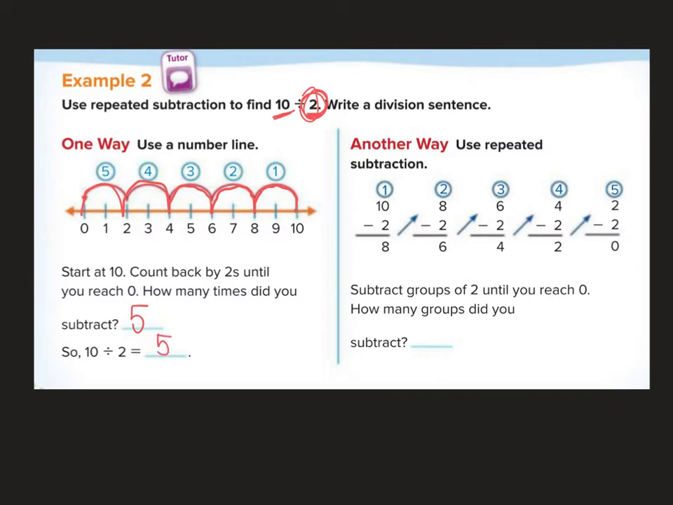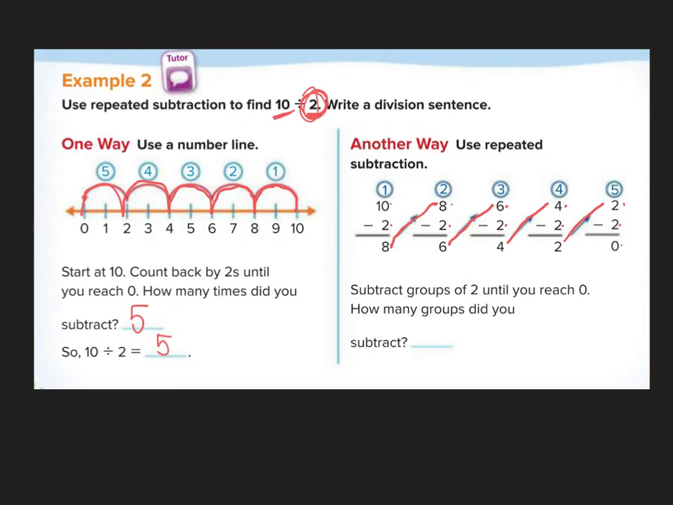Another way, which is kind of neat, is using this repeated subtraction. So we do 10 minus 2 is 8. Bring it up to the top. 8 minus 2 is 6. Bring 6 up to the top. 6 minus 2 is 4. Bring 4 up to the top. 4 minus 2 is 2. Bring 2 up to the top. 2 minus 2 is 0.